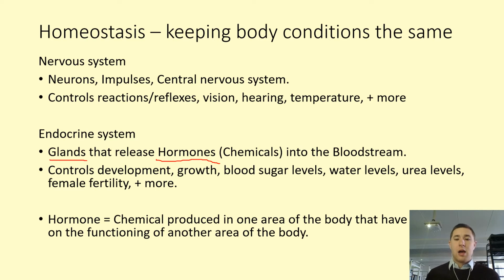So it's key to have a clear definition of what a hormone is. A hormone is a chemical produced in one area of the body that can have an effect on the functioning of another area of the body. So it's a chemical produced in a gland in one place that has an effect on another part of the body. It can be multiple places, or it can be just one.